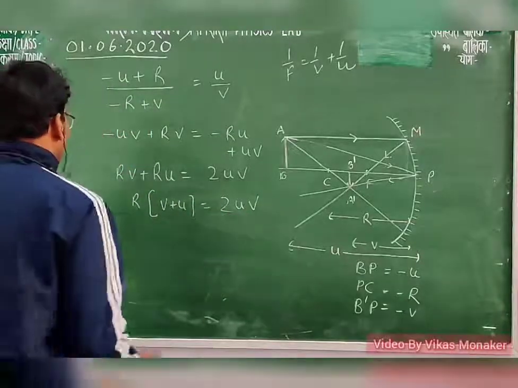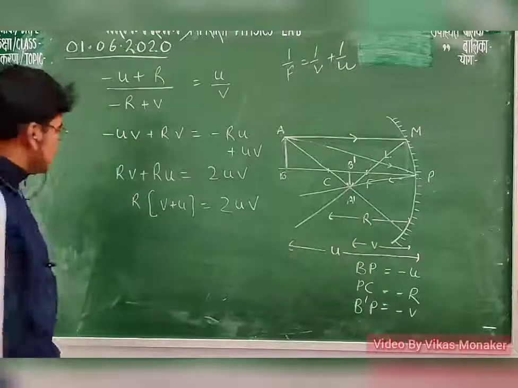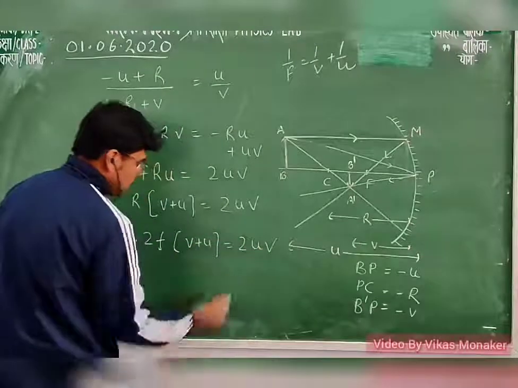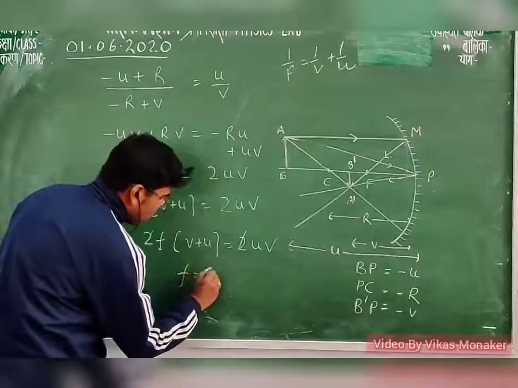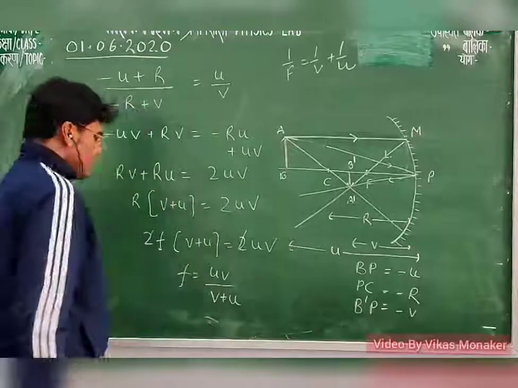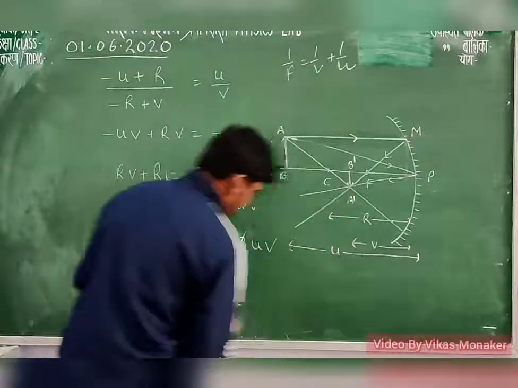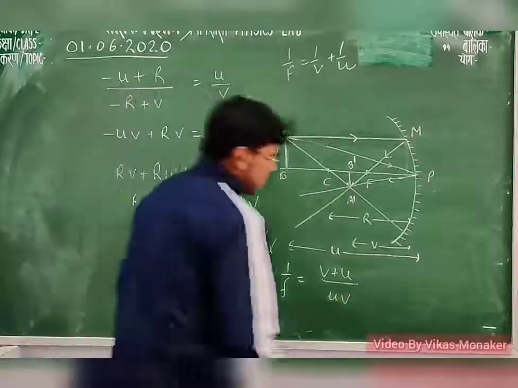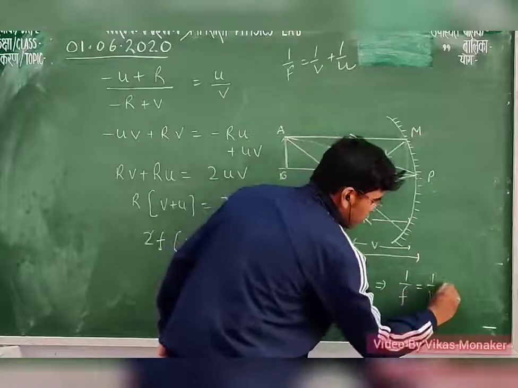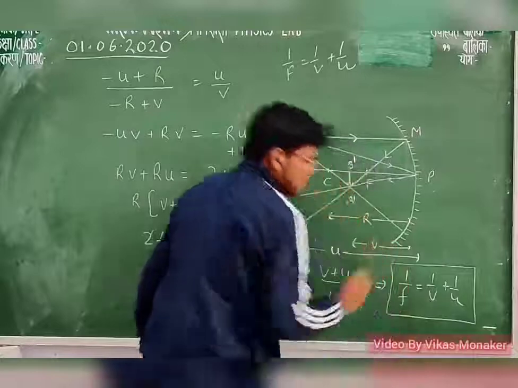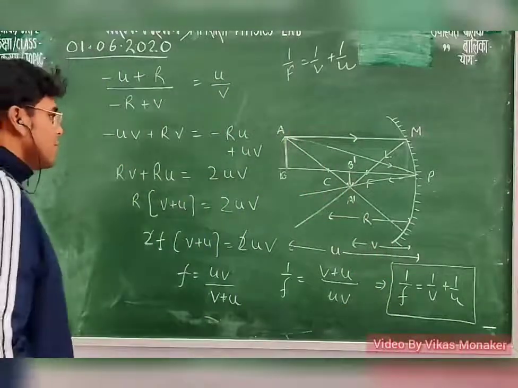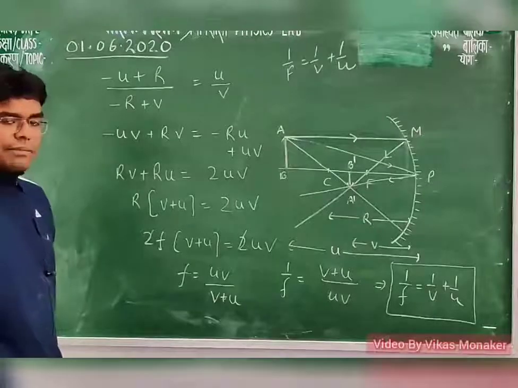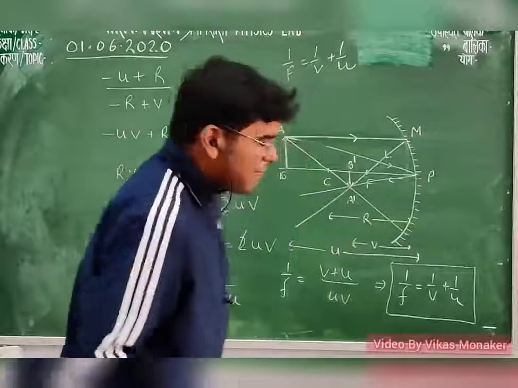Correct? Then R, the radius of curvature, is twice the focal length. So we may write down like this, 2F times V plus U will be equal to UV. Now 2 cancels, so we may write F equal to UV upon V plus U. Or if we take the reciprocal, then 1 upon F equals V plus U upon UV. If we write separately, then it will be 1 upon F equal to 1 upon V plus 1 upon U. This is the mirror equation that is valid for convex and concave mirror, both types of mirror, valid for all types of mirror, I must say. So this is the relation between object distance from the pole, image distance from the pole, and the focal length.